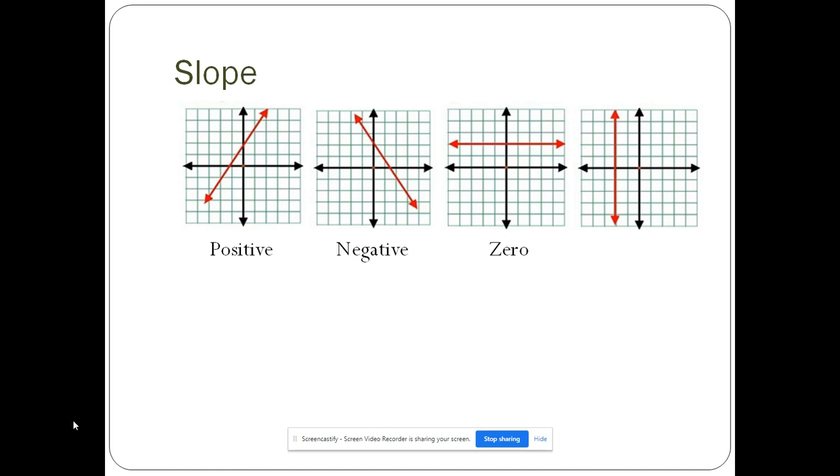And then the last one, we have a vertical line. And anytime you have a vertical line, we would say that that slope is undefined. The reason why we have an undefined slope, you can imagine if we're applying that equation y2 minus y1 over x2 minus x1, your x values are going to be the same, which leaves you with a 0 in the denominator, which gives you an undefined slope.